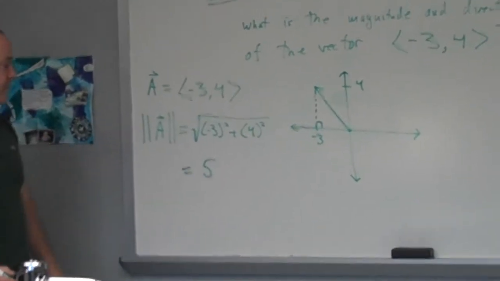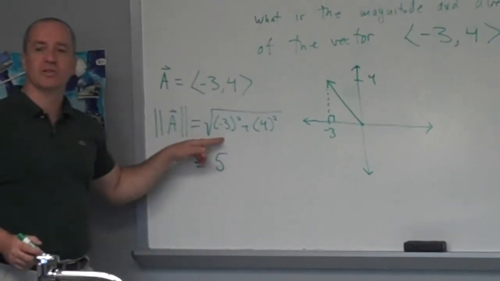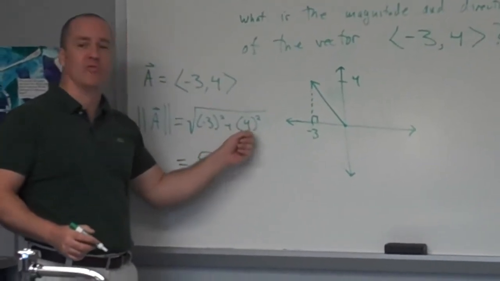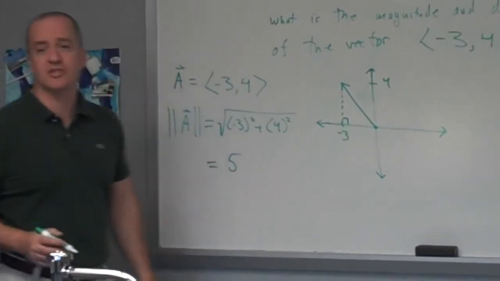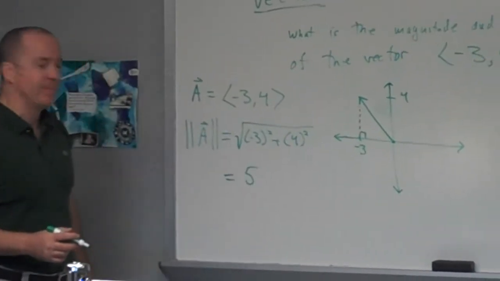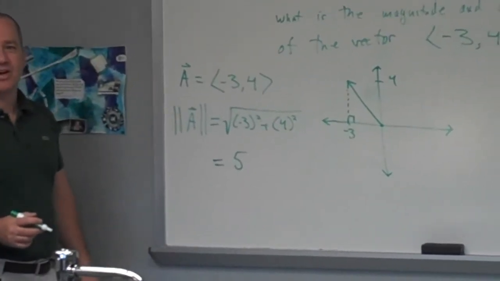Couldn't you use the distance formula? This is the distance formula, really. Distance formula at the origin is going to be negative 3 minus 0, 4 minus 0. But yes, you can use the distance formula. Distance formula is really just a rewriting of the Pythagorean theorem. Except I forgot it, so all right, Pythagorean theorem.